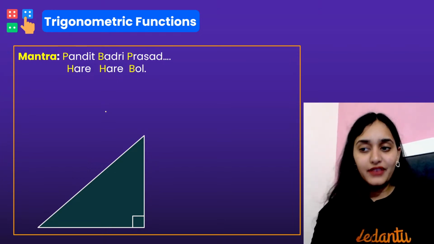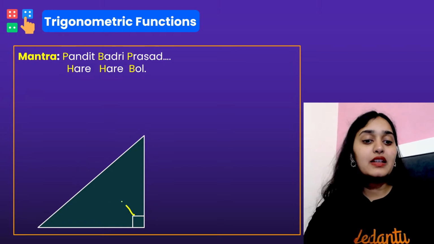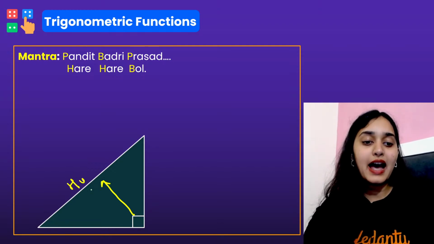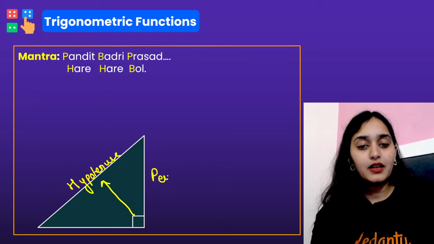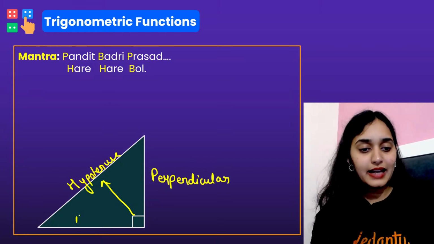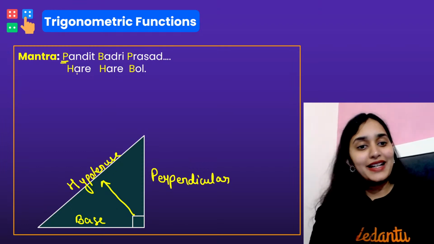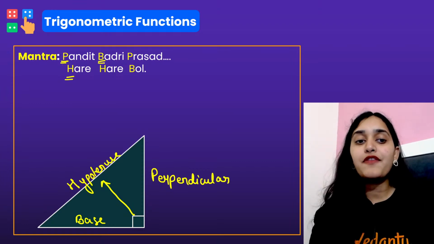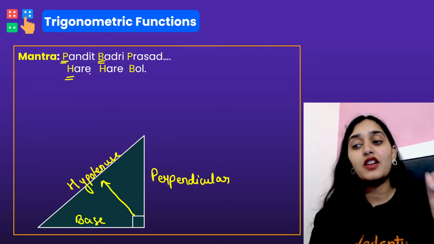How come? Well, we know for every right angled triangle, the side which is opposite to the right angle is called the hypotenuse. Then the vertical side is called the perpendicular, and the horizontal side is called the base of the triangle, right? So P for perpendicular, H for hypotenuse, B for base. From here we are basically deriving the formulas for the different trigonometric functions.